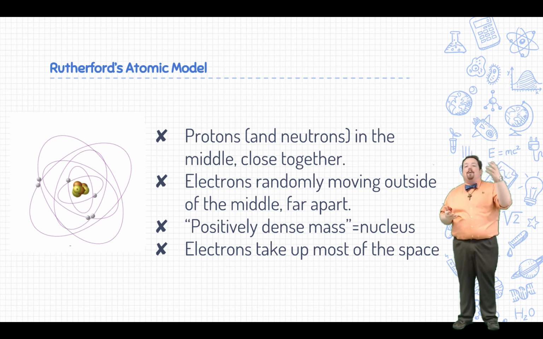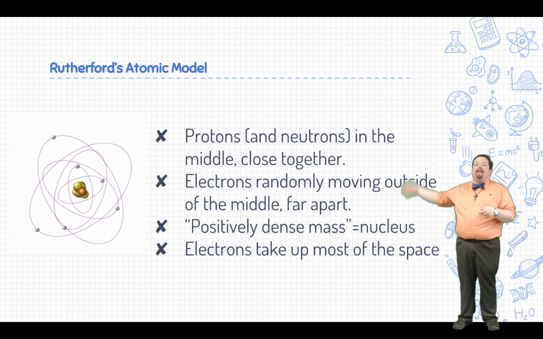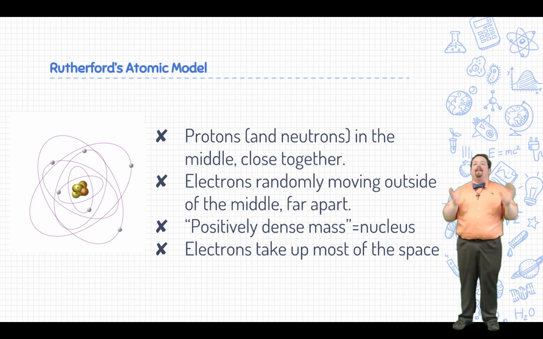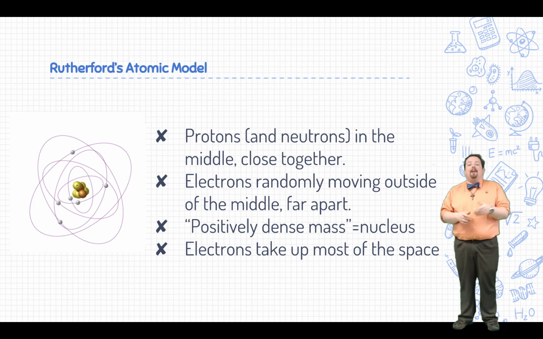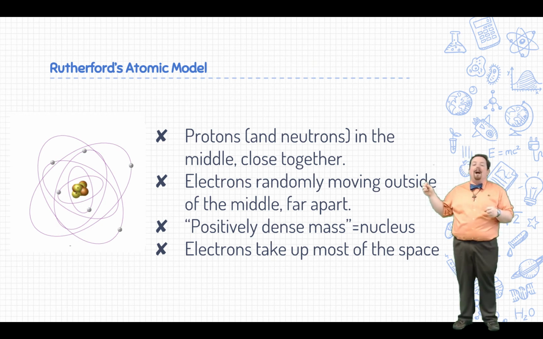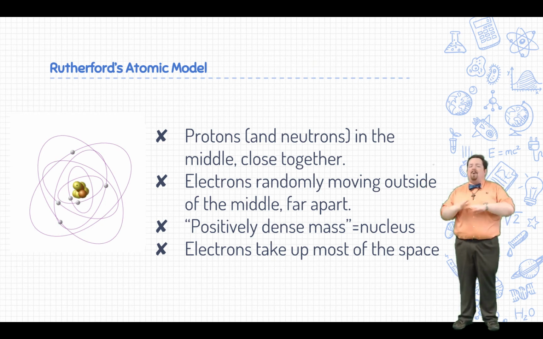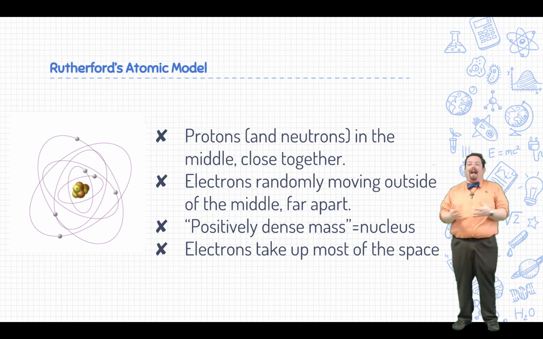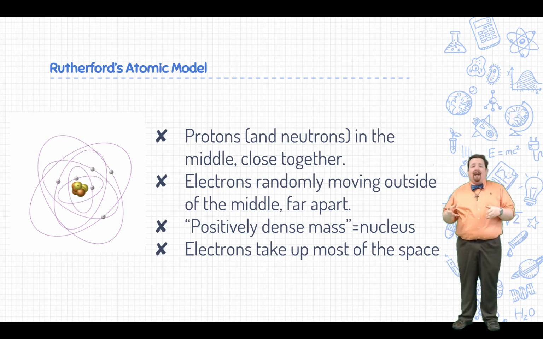Outside of the nucleus we have these tiny negative particles that we call electrons. According to Rutherford, those electrons were moving around very quickly and completely at random, but still outside of the nucleus. He also theorized that this nucleus was a very small, tightly packed, very dense piece of the atom, and the electrons were not very dense. They were spread out and they took up a whole lot of space within the atom. Rutherford had what I like to think of as the first decent model of the atom. It was the first one that we had that discussed a nucleus.